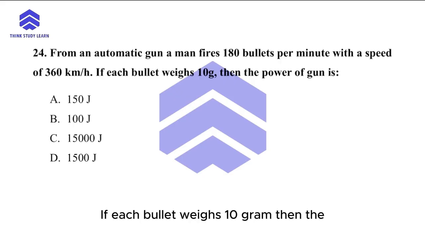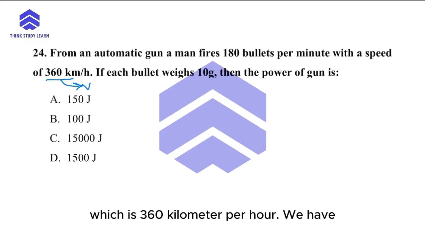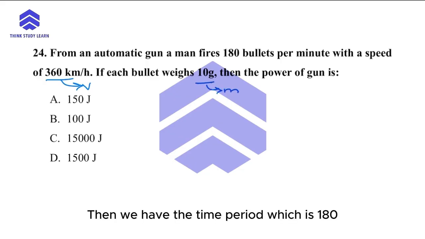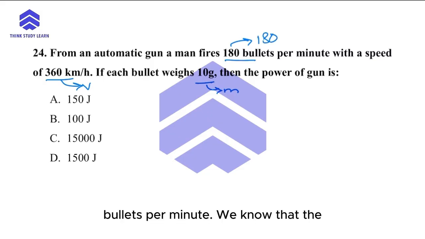If each bullet weighs 10 grams, then the power of the gun is. According to the question, we have the velocity which is 360 km per hour. We have the mass which is 10 grams. Then we have the time period which is 180 bullets per minute.